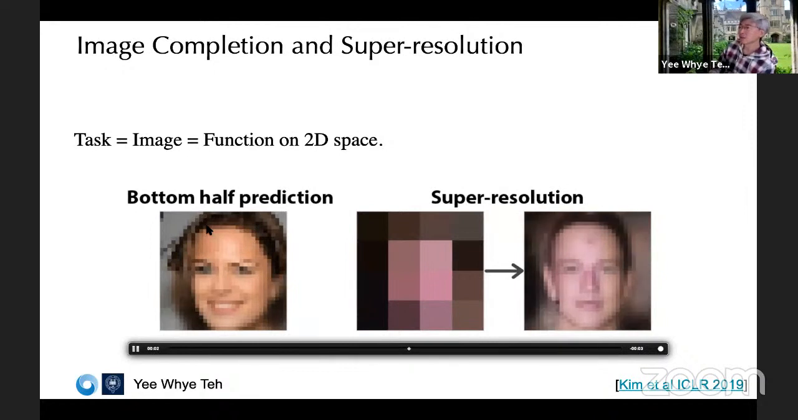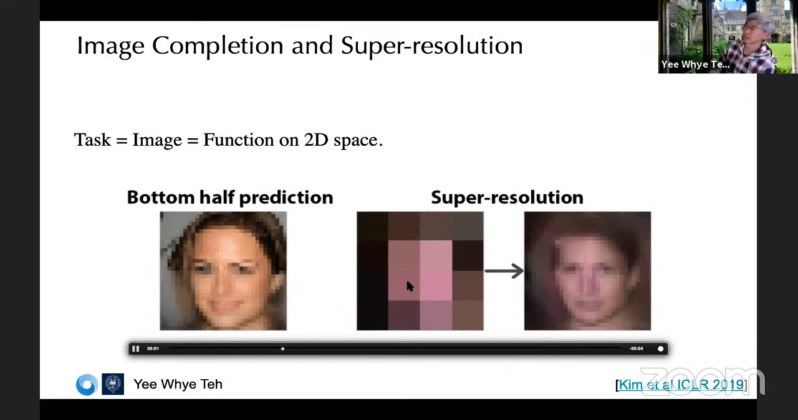Okay. And of course, if you condition only on a 4x4 grid of pixels, or only on the top half of the image, there's a lot of uncertainty about how the bottom half looks, or how the image as a whole looks as well. And we can visualize the uncertainty that the neural process has given this limited context set, or training set, of only 16 pixels, for example. We can visualize this by showing different completions of the image that are produced by the neural process.